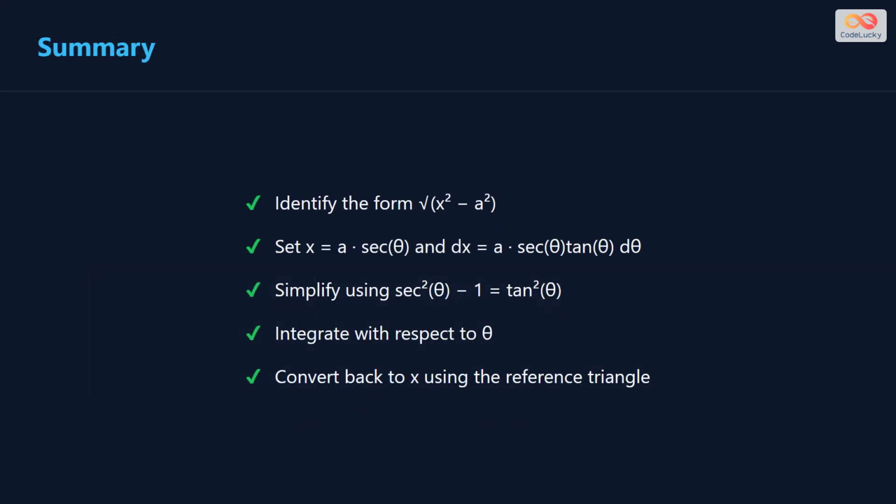To recap, first, identify the square root of x squared minus a squared pattern. Second, set x equal to a secant theta and find dx. Third, use the identity to simplify the radical to a tangent theta. Fourth, integrate the trigonometric function. And finally, use the triangle to convert your answer back to x.